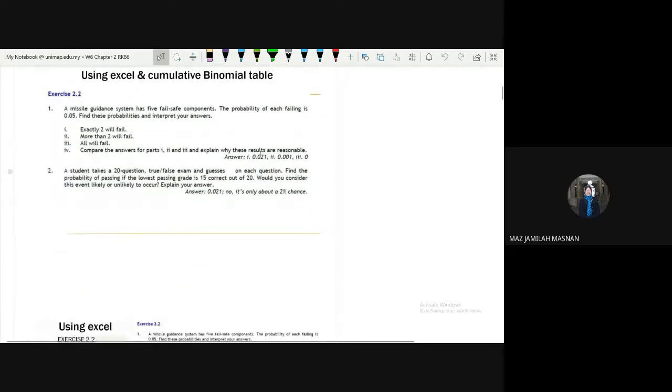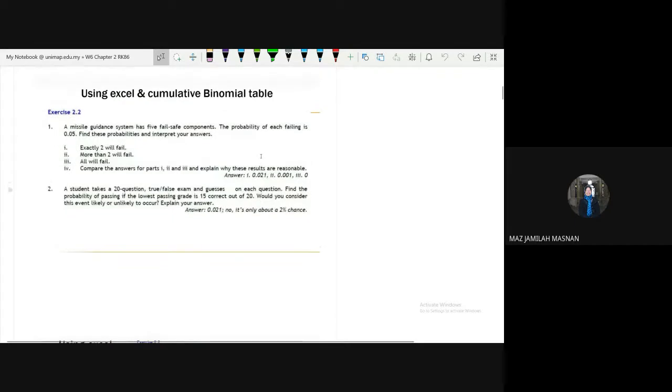Now, a missile guidance system has 5 fail-safe components. So we are talking about missile guidance, and this missile guidance has 5 fail-safe components. All the words given in your question will be a hint for you to find your answer. For every value that you have in your equations, you should give your attention to which values will be very useful for you to solve it. Now, the probability of each failing is 0.05.